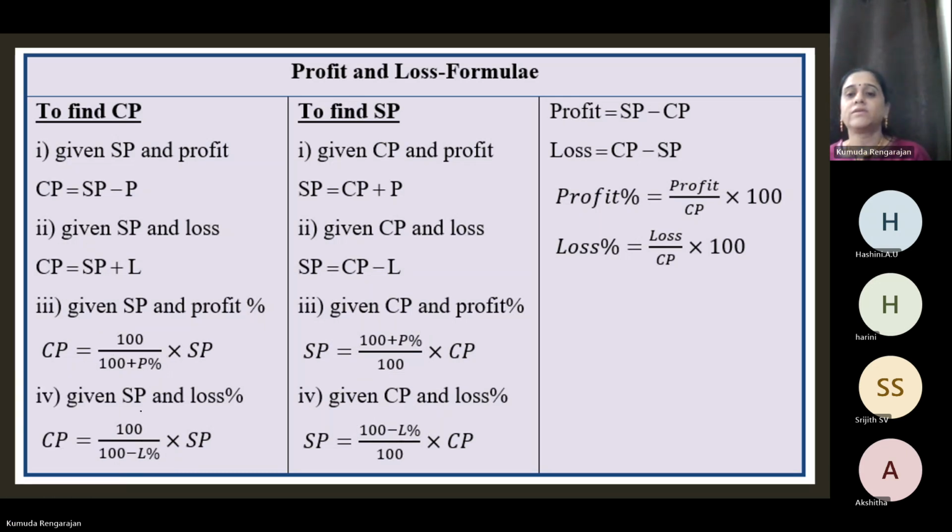Then in the case of profit, selling price is more, so profit is SP minus CP. In case of loss, cost price is more, so loss is CP minus SP. And then how to find the profit percent and loss percent? Profit percent is profit by CP into 100. And loss percent is loss by CP into 100. All right.